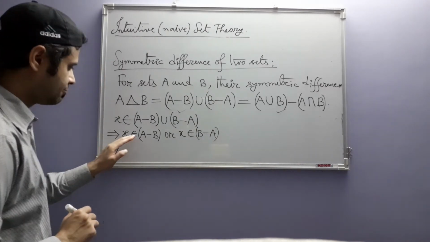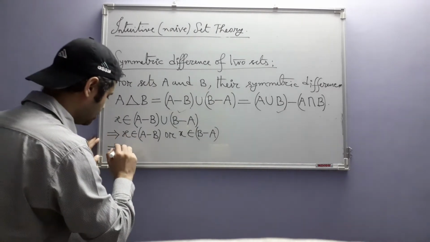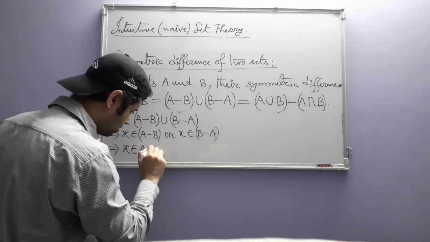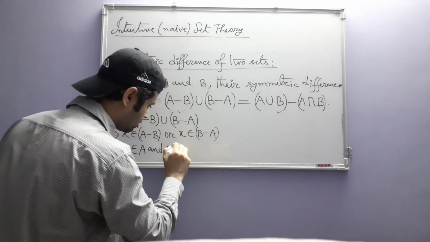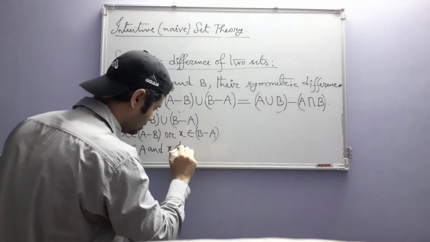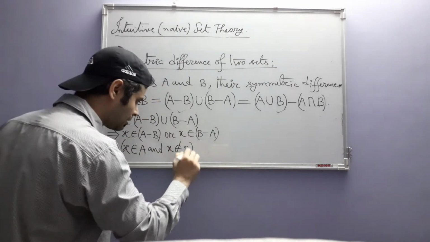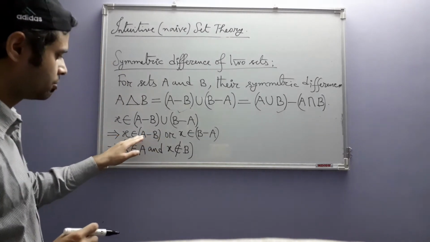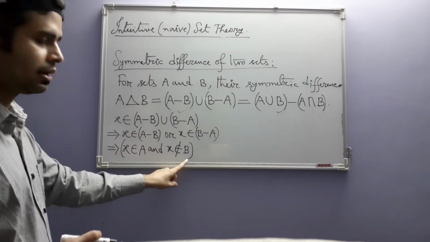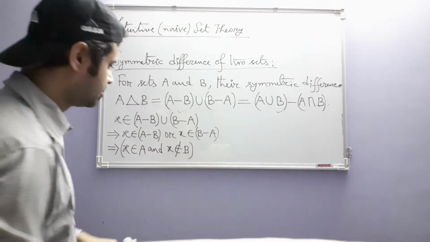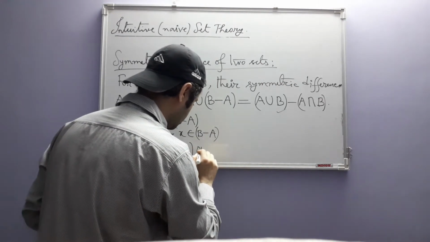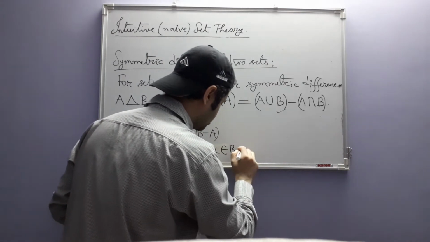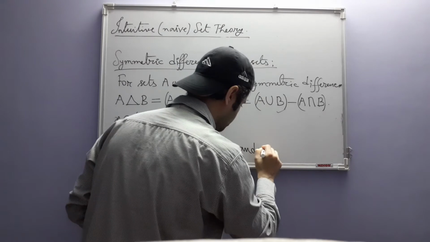Now applying the definition of difference, this means X belongs to A and X does not belong to B. Recall the definition of difference of two sets. A minus B is the set of those elements that are in A and not in B at the same time. Or here it's just the opposite. X belongs to B and X does not belong to A.